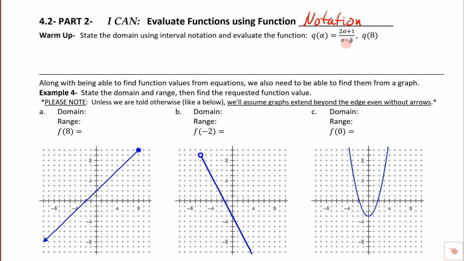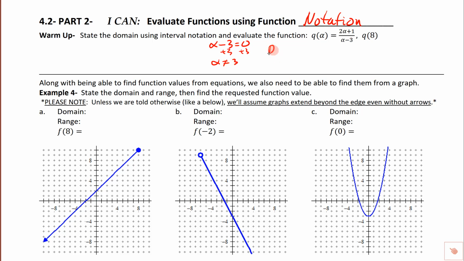So the only thing that wouldn't be okay is if that denominator is equal to 0. If I take alpha minus 3 and set it equal to 0, I just need to solve that. I would add 3 to both sides, so alpha equals 3. If I plugged in a 3, I'd have 3 minus 3 on the bottom, a 0 in the denominator, and I can't divide by 0. So this is the one thing that's not okay.